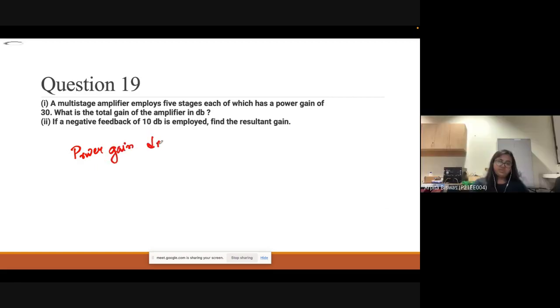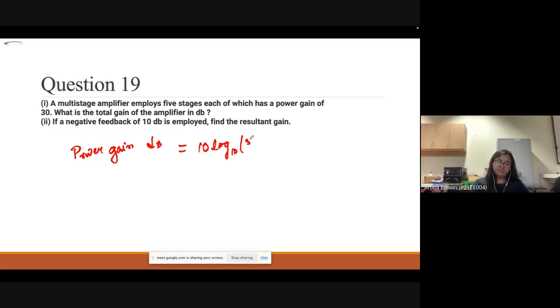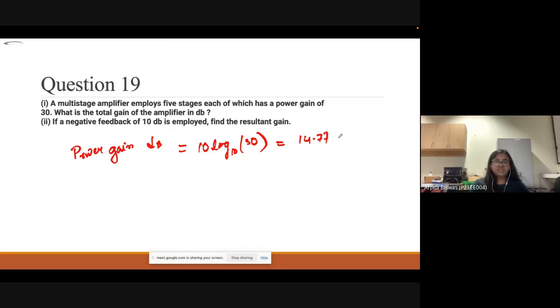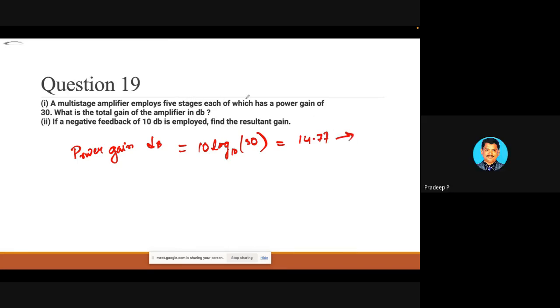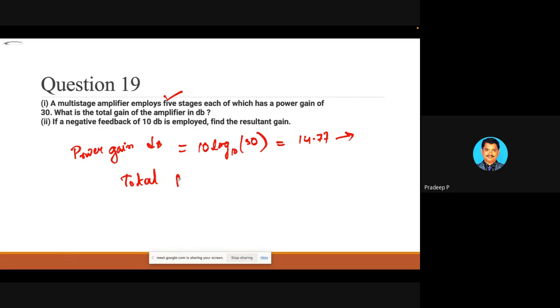Power gain formula in dB, tell me what it is now. Tell me how to calculate. 10 log, 10 log 30. 14.77, madam. 10 into 14.77, yes, 14.77. Yes, 10 log base 10 of 30. Okay, then what is the value of it? 14.77. So this is for each stage, right? Yes, madam. A multi-stage amplifier employs five stages, each of which has a power gain. So total five stages are there. So total power gain is 5 into 14.77.